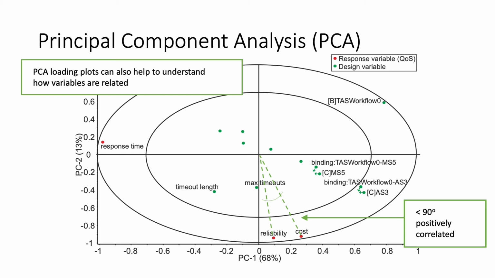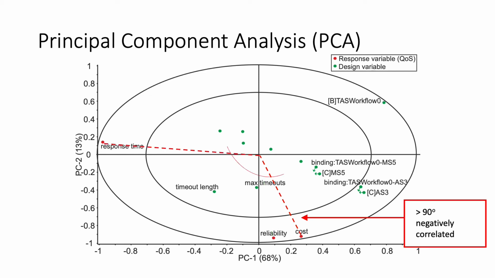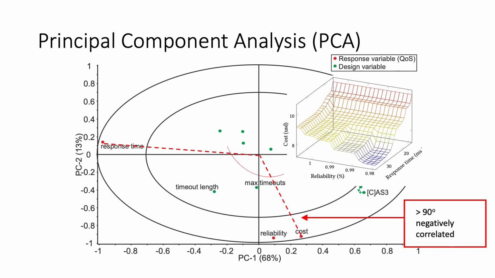In our example, we can observe that reliability and cost are positively correlated, whereas response time is negatively correlated with both of them. These observations are consistent with the results obtained with our trade-off analysis technique, which show that low response times and high reliability correspond to higher cost.